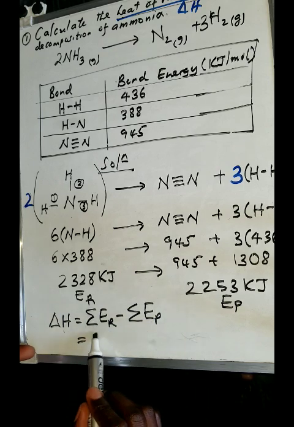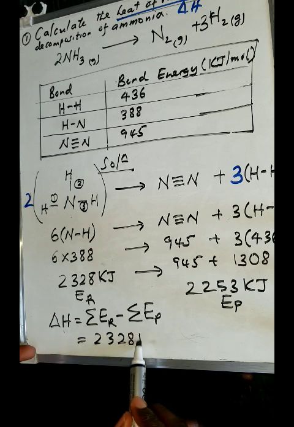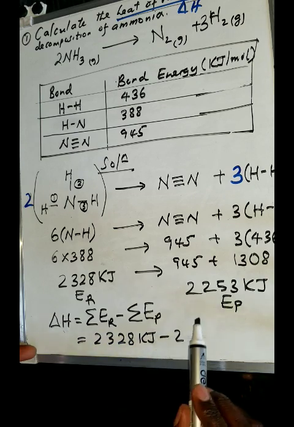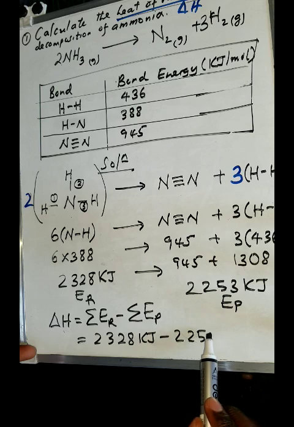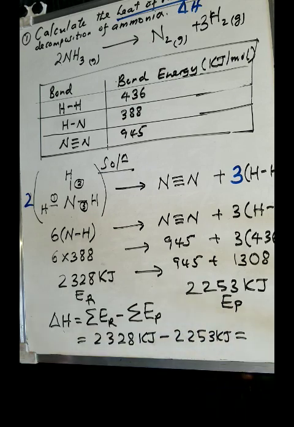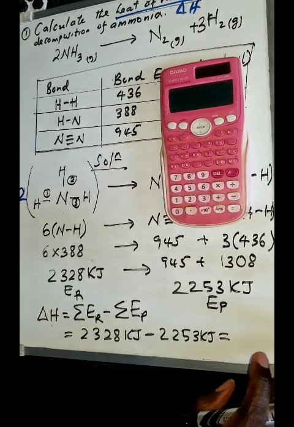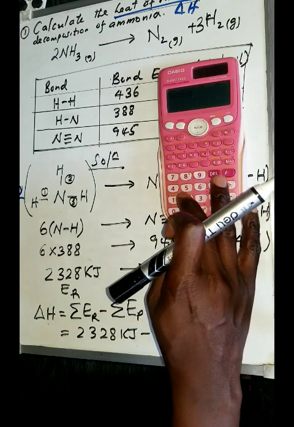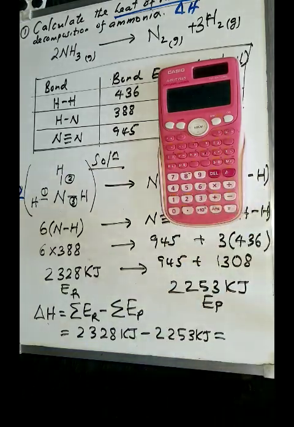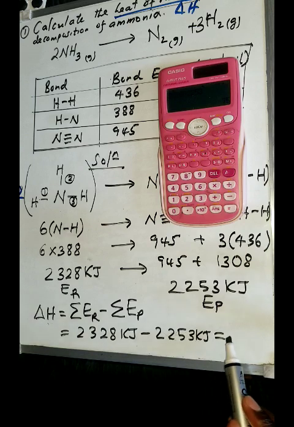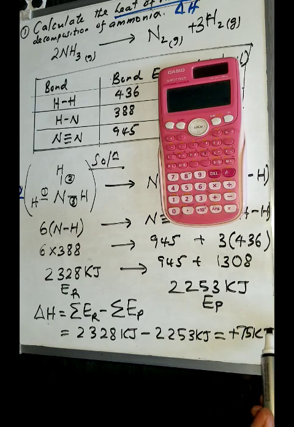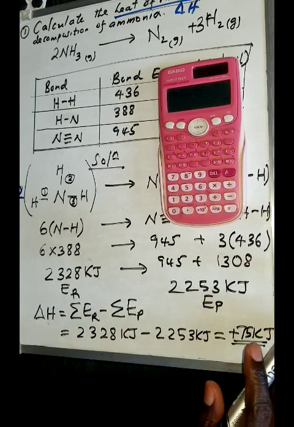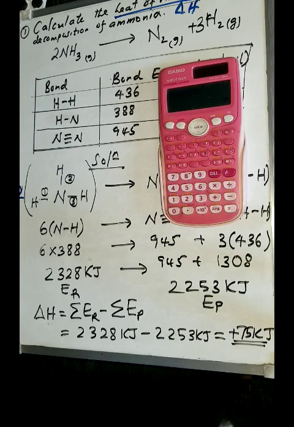So what is the energy of the reactants? 2,328 kilojoules minus 2,253 kilojoules. What is that going to give us? If we say 2,328 minus 2,253, you can see what it is giving you. It is actually giving you a positive 75 kilojoules. Of course, this is per mole, so this is the amount of heat of reaction, or heat energy, during the decomposition of what we are calling ammonia.